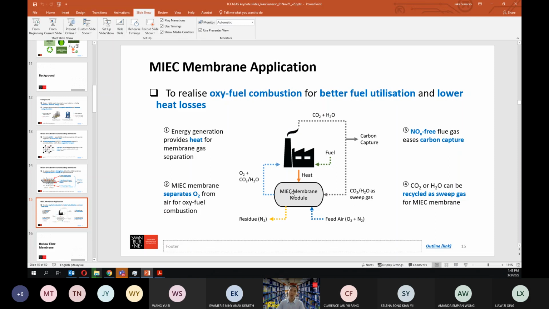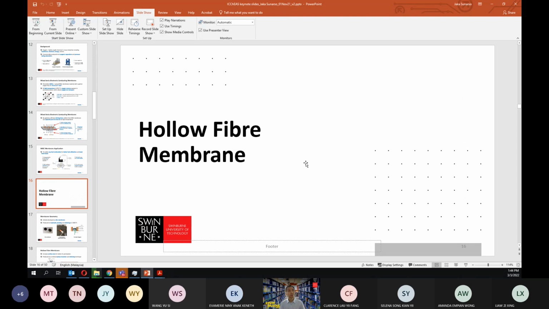When we put in CO2 as a sweeping gas, then after we burn the coal, what we will have is essentially CO2 and water. Then we can recirculate it back into the membrane module to sweep the oxygen, which goes back into the combustion system. I don't want to go into the technical things because this is probably a bit difficult, but this is just where the membrane will have a significance. Okay, so then we're going to talk about hollow fiber membrane.